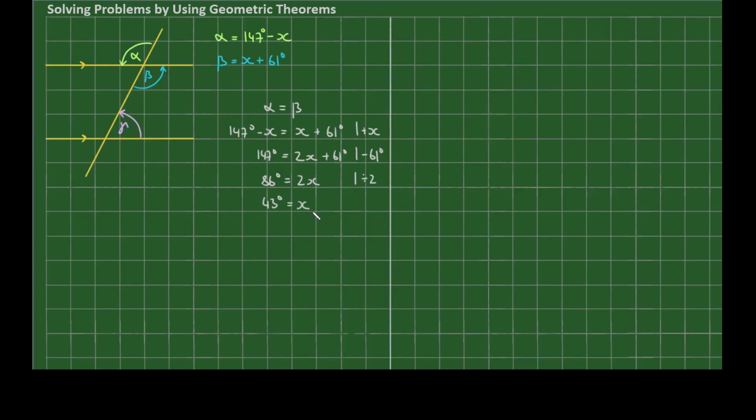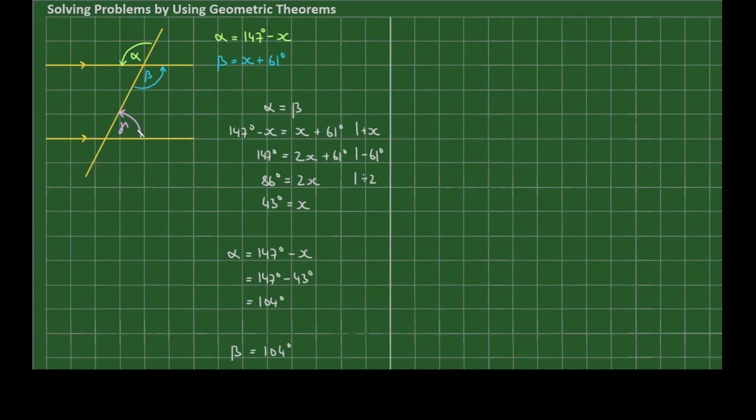Now I can determine the actual magnitude of angle alpha. Alpha equals 147 degrees minus x. But now I know that x is 43 degrees. This means that I can substitute. 147 minus 43 will give me 104 degrees. And since alpha and beta are congruent, I can also say that beta is 104 degrees.